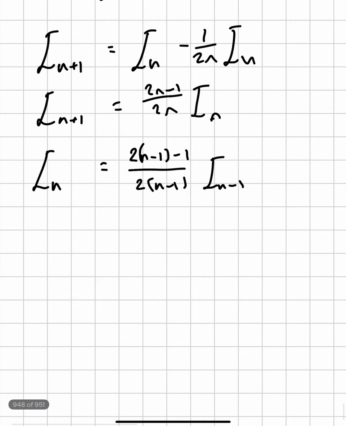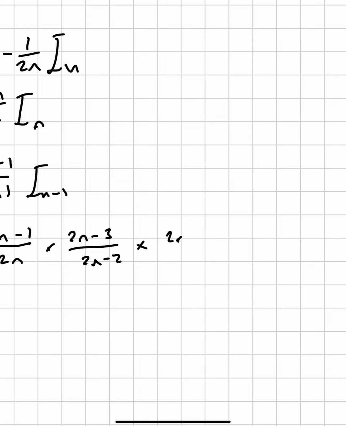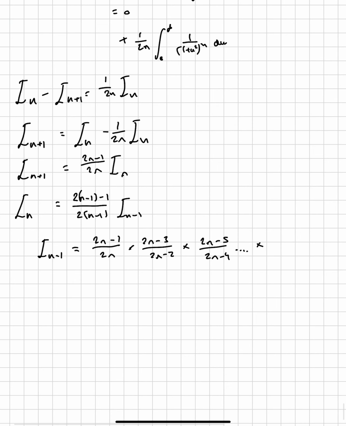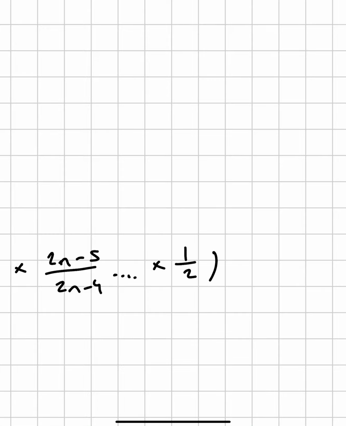If we look, this will follow a pattern. So I of n minus 1 is going to be equal to (2n minus 1) over 2n times (2n minus 3) over (2n minus 2) times (2n minus 5) over (2n minus 4), and then eventually we've got to look for our last term. So this one is 2 times n minus 1. We know that essentially we're going to want to go down to I of 1, because it'll give us a nice solution of a half. So half times I of 1.